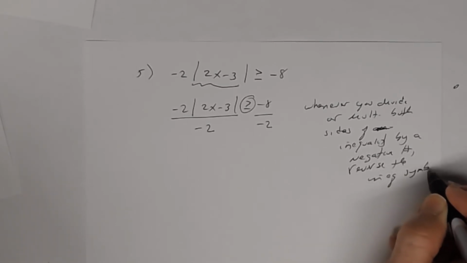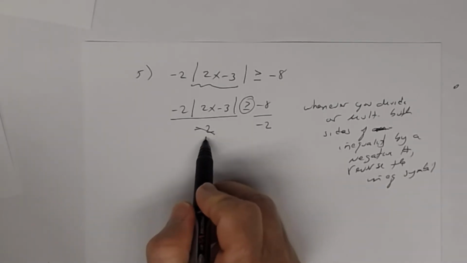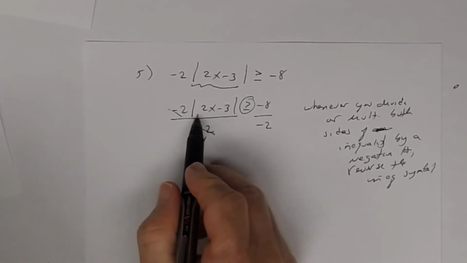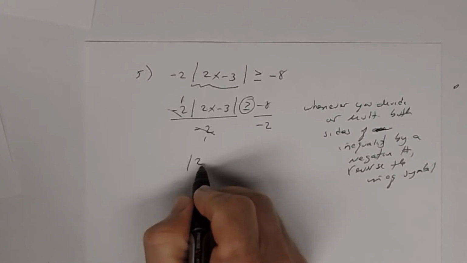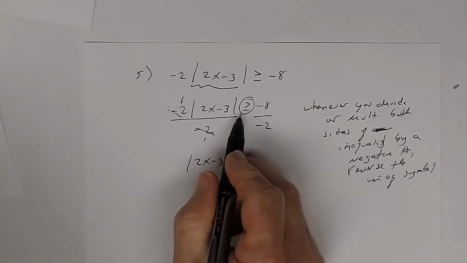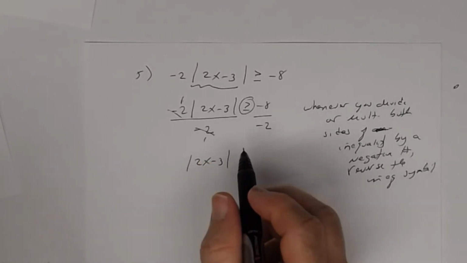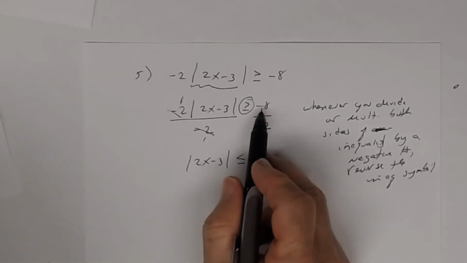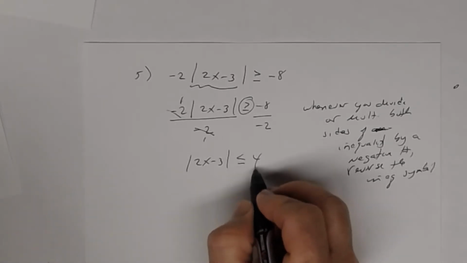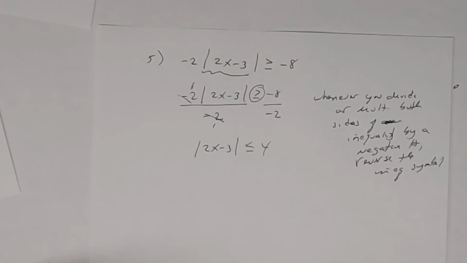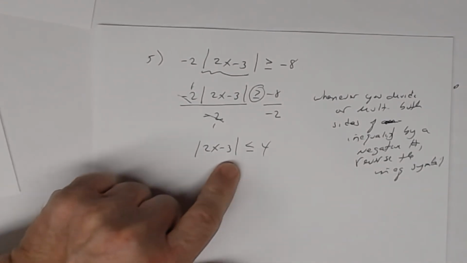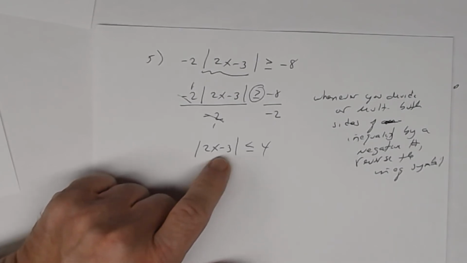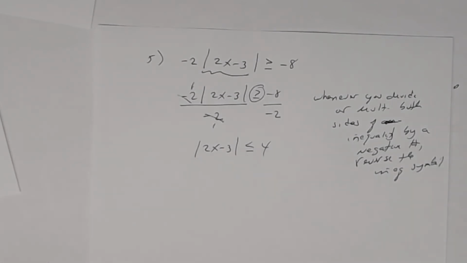Okay? All right, so now the negative 2's divide out. So now here's what we have. This is the one right here. We have the absolute value of 2x minus 3. Reverse this. Greater than or equal to becomes less than or equal to. And then negative 8 divided by negative 2 is a positive 4. Okay? And so therefore, I can now see that I have an absolute value less than inequality.